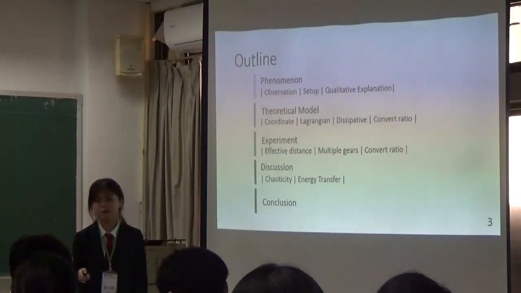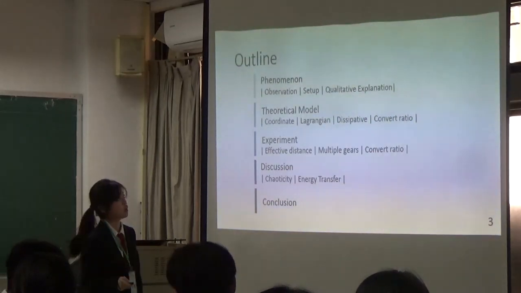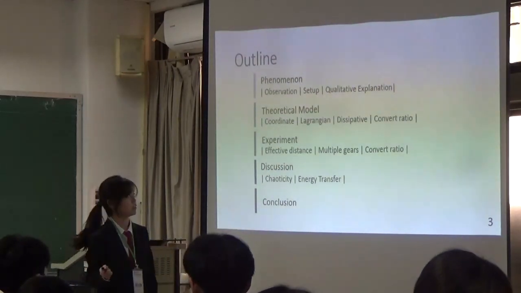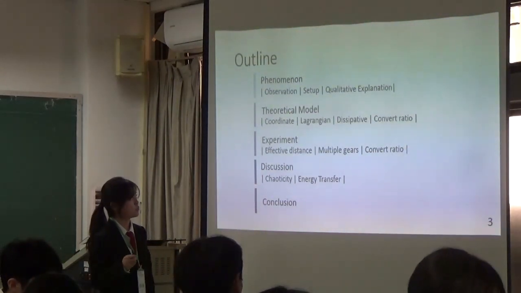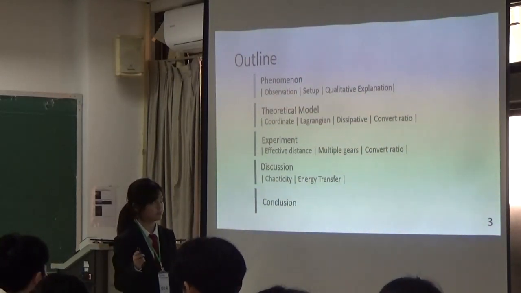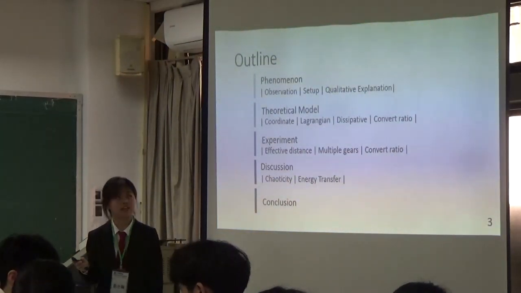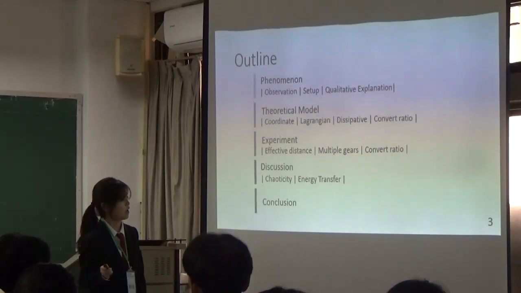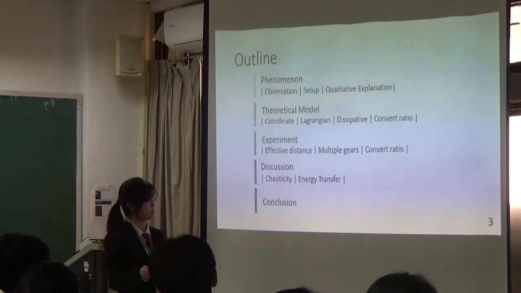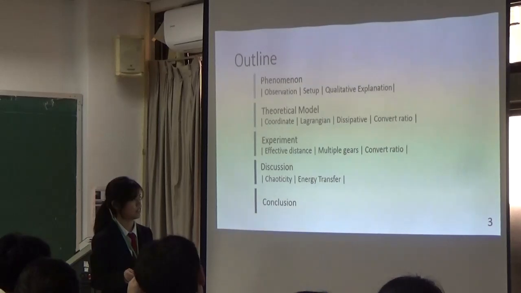This is the outline of my presentation. I will first talk about the phenomenon, which includes the observation, the setup, and the qualitative explanation. Then I will talk about the theoretical model. We will talk about the coordinate and the Lagrangian equation, and the dissipative and the converge ratio. Then for the experiment, we will discuss the effective distance and the multiple gears and the converge ratio. For the discussion, we will talk about the chaoticity and the energy transfer.